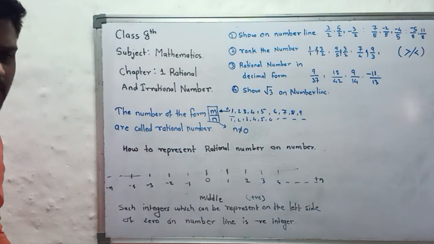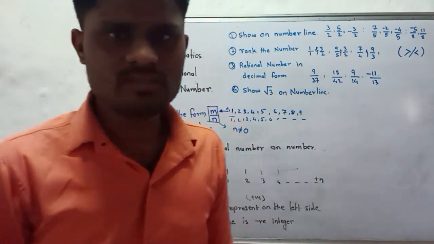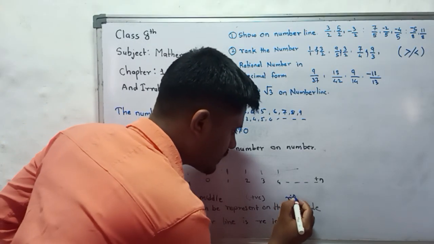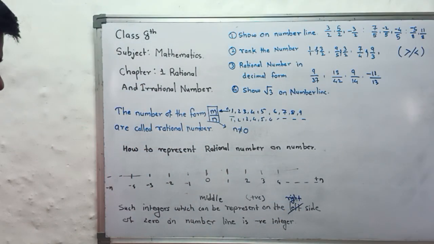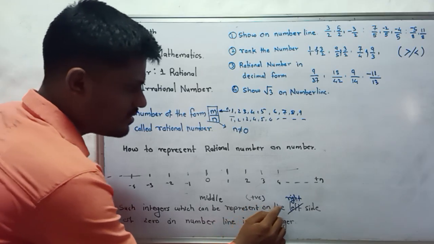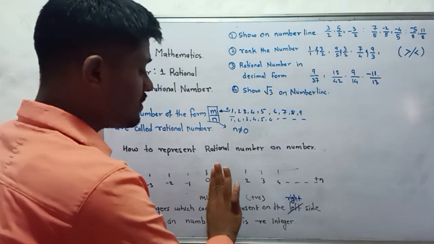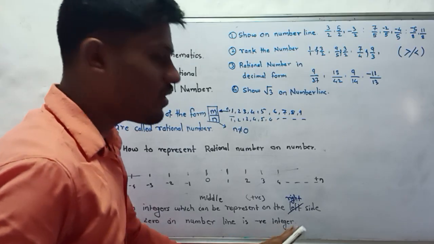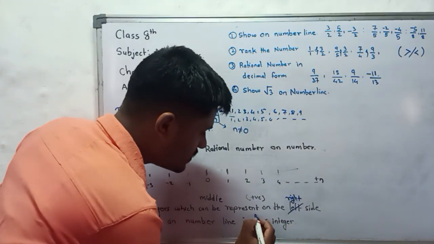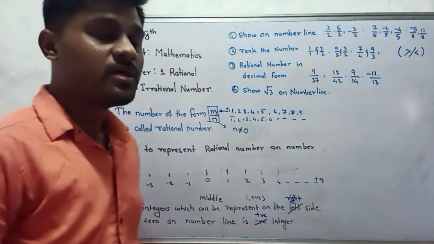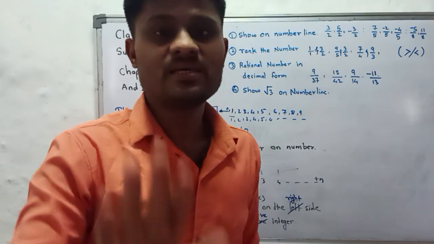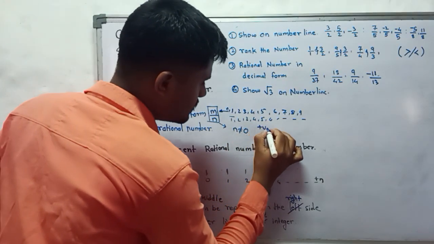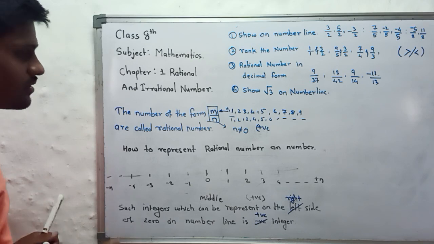If you got the negative integers, then we can give the same definition for positive integers, but for that we have to change left side to right side. Such integers which can be represented on the right side of 0 on a number line are called positive integers. So there are two groups that we can form on the number line, the right side and the left side: the first group is positive integers and the second group is negative integers.